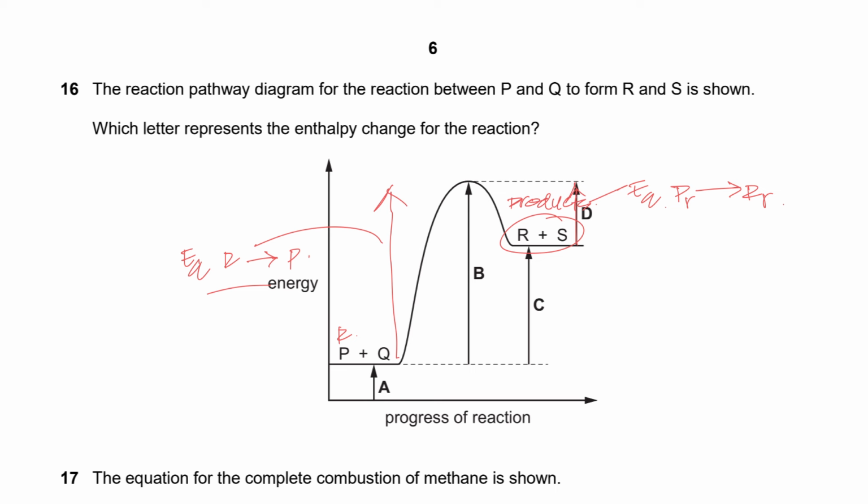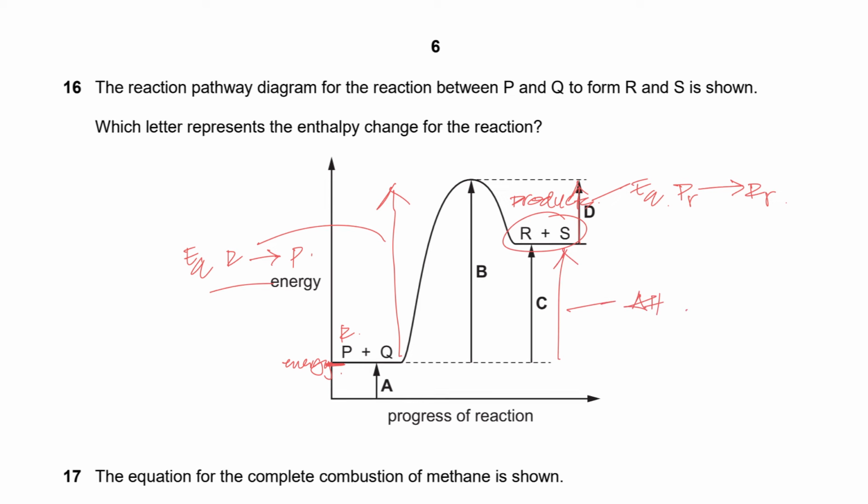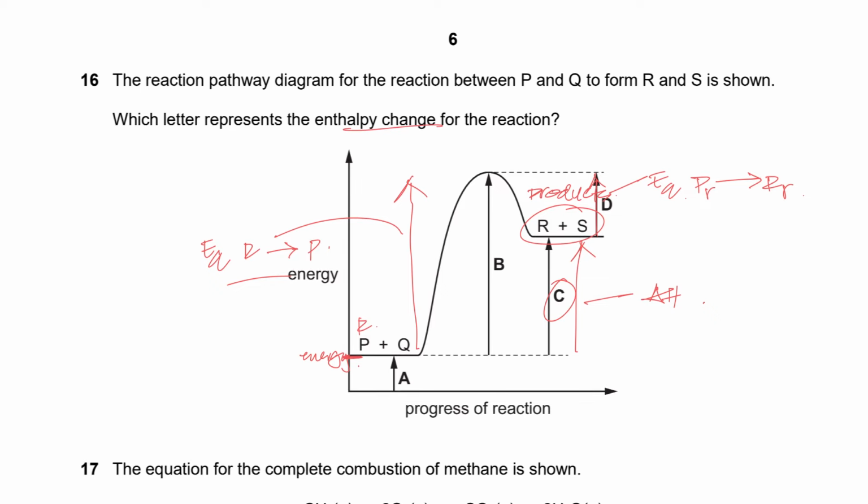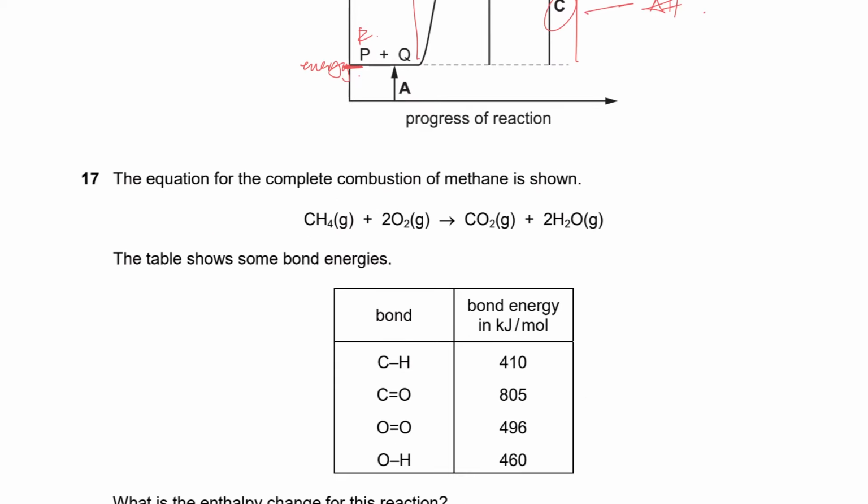Now what is A? A is basically just the energy of P plus Q, right? That's the energy right here on the y-axis. So that's the energy for P and Q. And what's C? C is from the reactants to the products. That's the enthalpy change. So you're asking which of these represents the enthalpy change? That's C. B is the activation energy, not the enthalpy change.